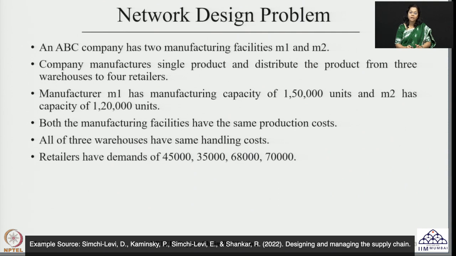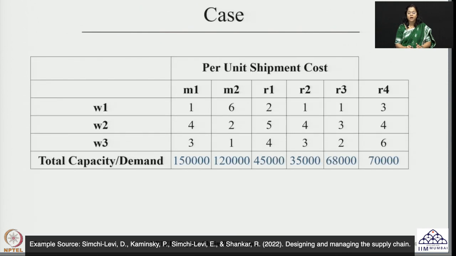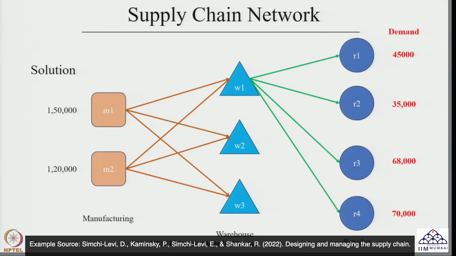The retailers' demands were also given to us, and they were around 45,000, 35,000, 68,000 and 70,000 units respectively. The shipping costs are also given to us for all combinations of manufacturers to warehouses and then from warehouses to the retailers, and this is given in the form of this table. So this was our supply chain network which we referred to in our previous session also.